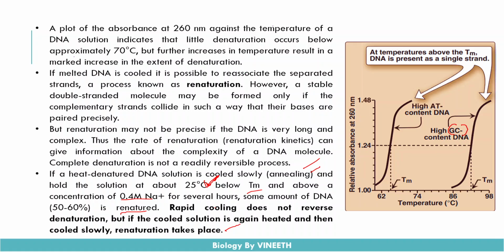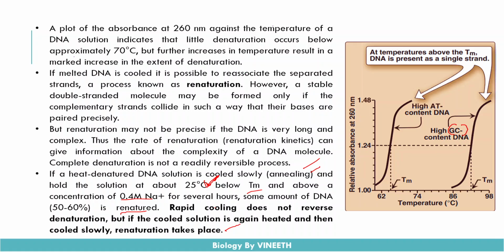Renaturation will only happen when you cool down the temperature very slowly and allow the single-stranded DNAs to search for their complementary strands, giving them some time to get hydrogen bonded with another single-stranded DNA. This kind of slow cooling will give you the completely renatured DNA. So this is the basic concept of denaturation and renaturation.